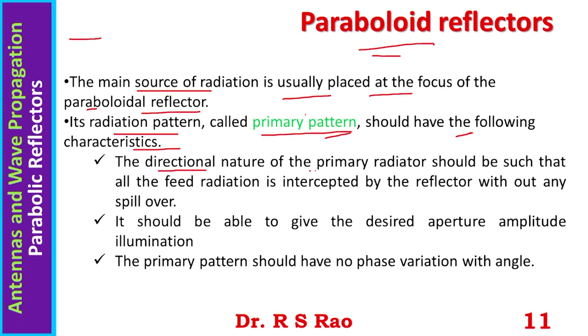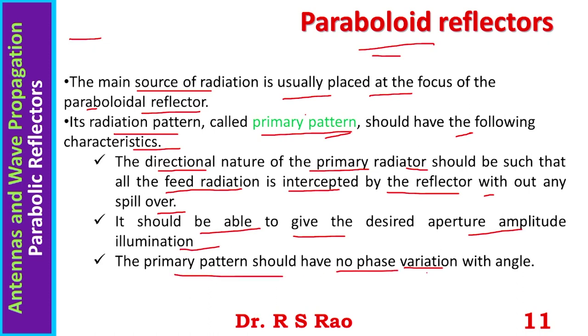The directional nature of the primary radiator should be such that all the feed radiation is intercepted by the reflector without any spillover. It should be able to give the desired aperture amplitude illumination. The primary pattern should have no phase variation with angle. These are the properties. So a source with some arbitrary pattern cannot be used in the design of paraboloid antennas.